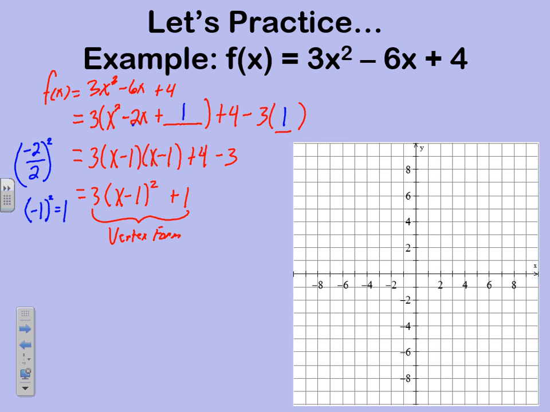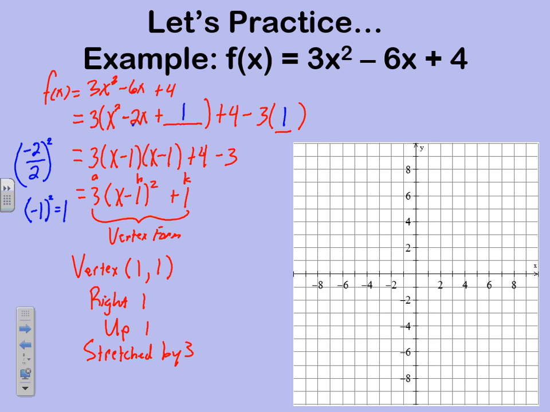So while it's in vertex form, we can identify several things. First of all, what is the vertex? The vertex is going to be at positive 1, positive 1. The translations we can see in vertex form: we're going to move to the right 1 space and up 1 space. That's what the h and k transformations tell you here. Remember, this is h, this is k, this is a. So the a value says that we stretch it vertically by a factor of 3.